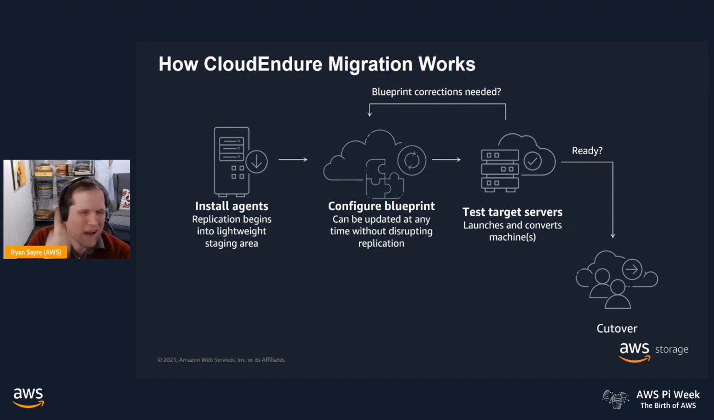Back to CloudEndure. I thought you'd want to know a little bit more about how it works. I suspect you want a little more details. CloudEndure installs an agent on the origin machine, and it replicates the data into a staging area where the data is kept up to date for cutover, meaning it maintains good synchronization between the source and destination volumes.